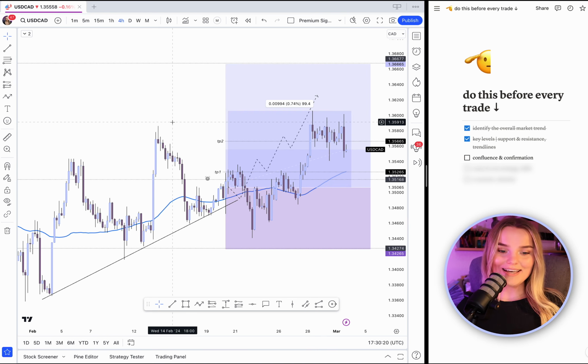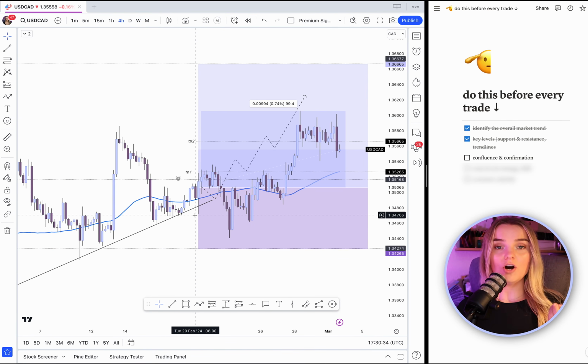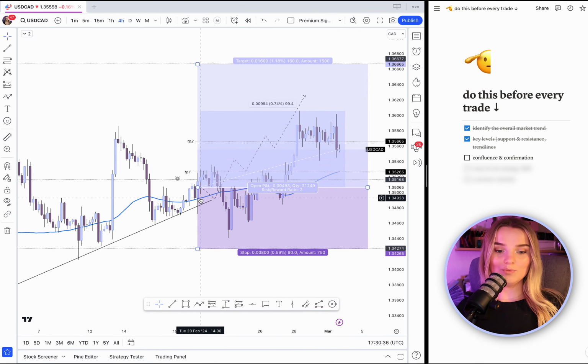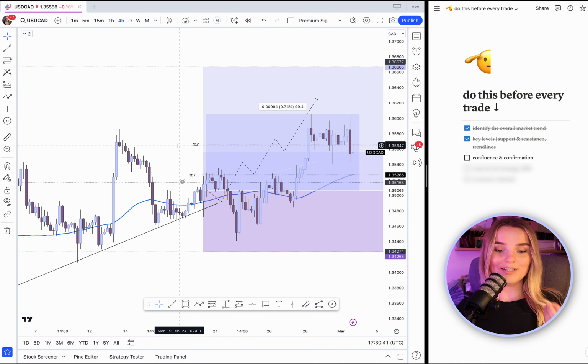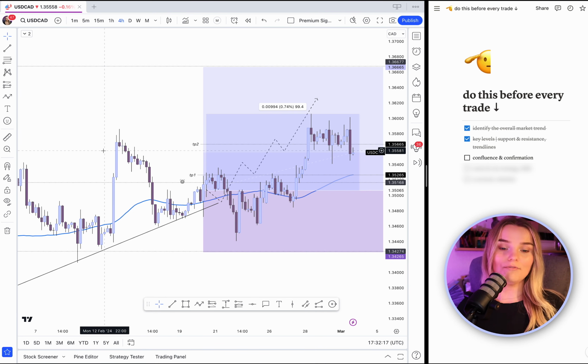So just to show you guys how confluence and confirmation works in real action, this is USD CAD on a 4-hour chart, and this is the trade I sent to my VIP members. In this case, I had 3 confluences. The first one was a rejection of an uptrend, the second one was the 50 moving average, and the third one was a closure of a bullish engulfing candlestick. And as you can see guys, by combining these 3 confluences that signaled me a bullish pressure, I was able to profit 99 pips in total at the moment.